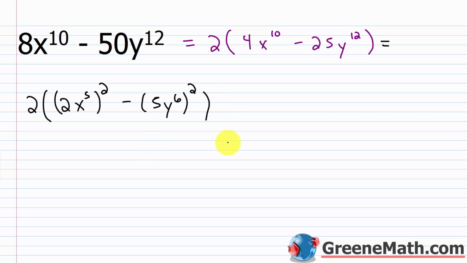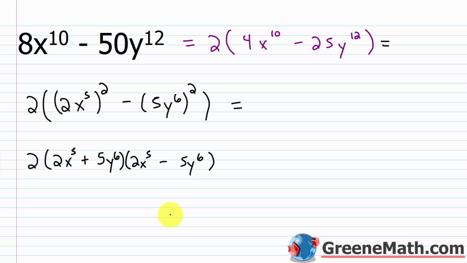Okay, so now we want to use our formula. Don't forget the 2 out in front, so that's just going to stay out in front. We're going to set up 2 binomials here. The first guy that's being squared is 2x to the 5th power, so that goes in the first position of each binomial. Then we're going to have this 5y to the 6th power. That's the last guy being squared, so that goes in the last position of each binomial. And then I just alternate my signs, so plus and then minus. So this is going to factor into 2 times the quantity 2x to the 5th power plus 5y to the 6th power, times the quantity 2x to the 5th power minus 5y to the 6th power.